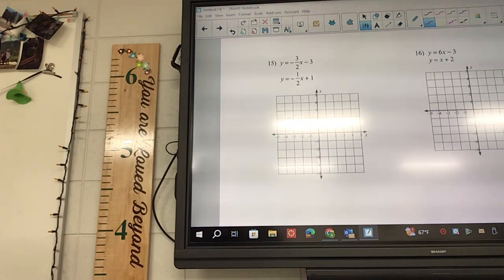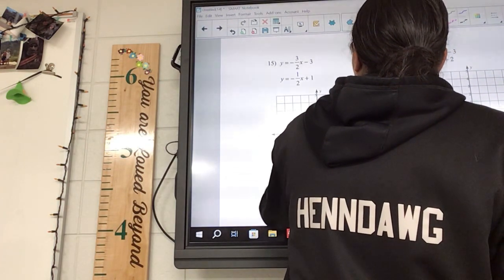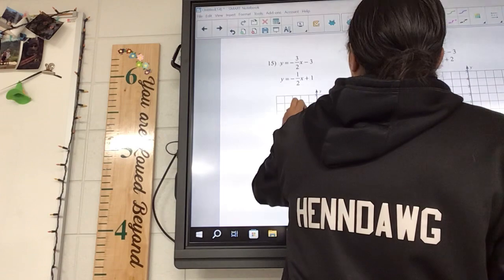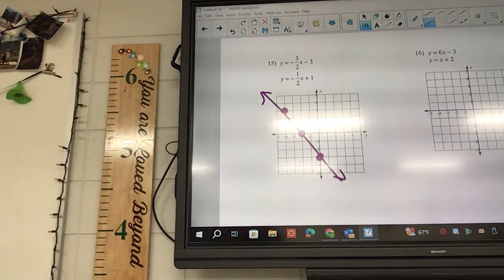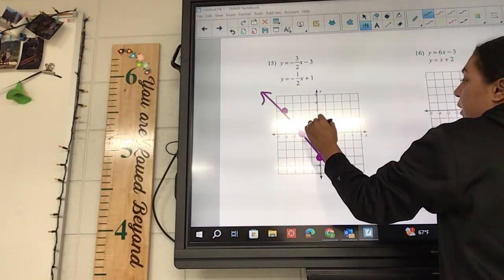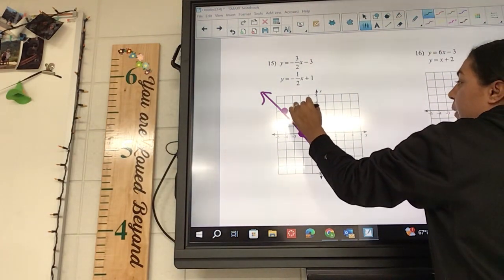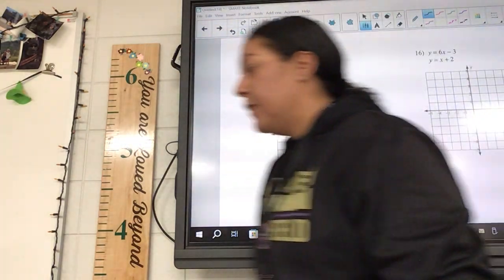Okay, last one, 15. It's going to start at negative 3, and we're going to go up 3, 1, 2, 3, over 2. Okay, and then line 2 is going to start at 1, and we're going to go up 1 over 2. So that one you have to do 3 on this time. They still intersect, but you got to keep going for a minute.